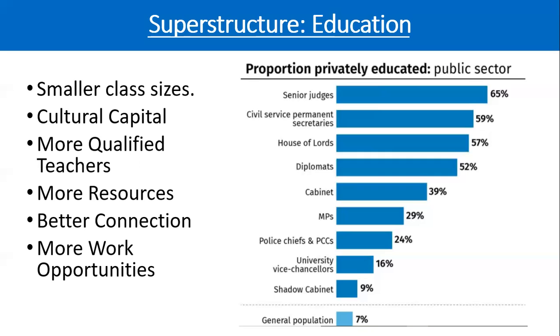And it's really just here, if you look at the graph, the proportion of privately educated people in the top public sector jobs. This is just public sector. Private sector would be very similar, if not worse. So the general population of those who are privately educated is 7% of the UK's population, but they make up 65% of senior judges, 59% of top civil servants, 57% of the House of Lords, 29% of MPs.